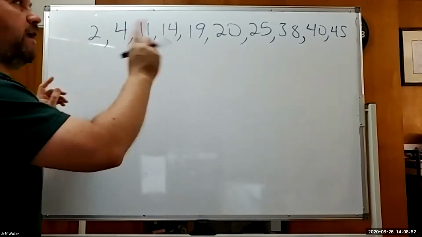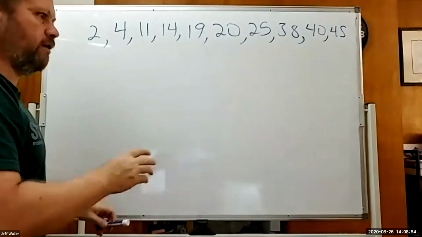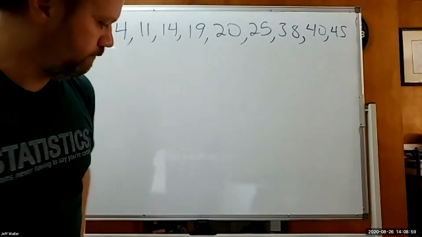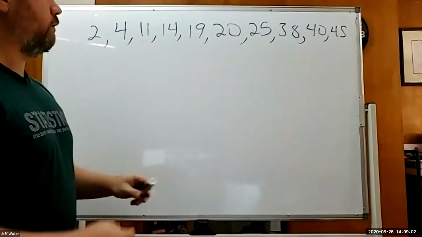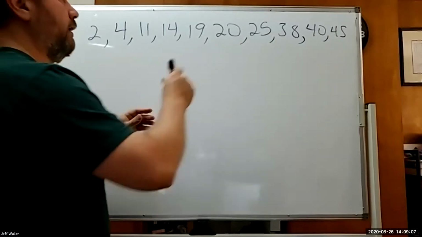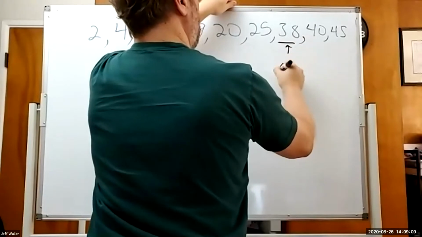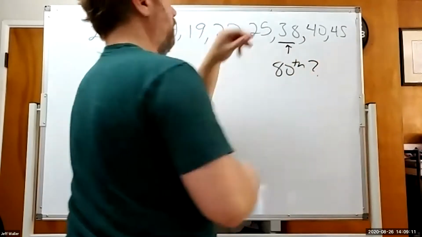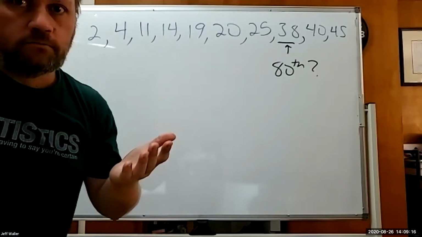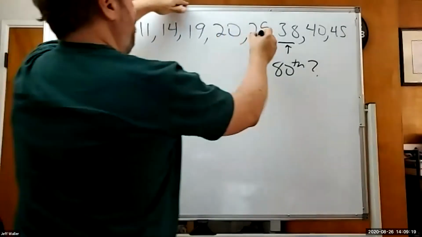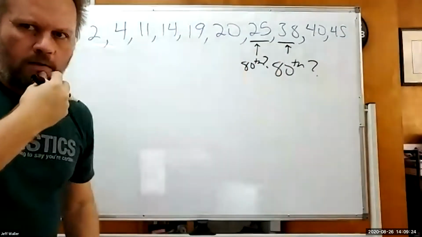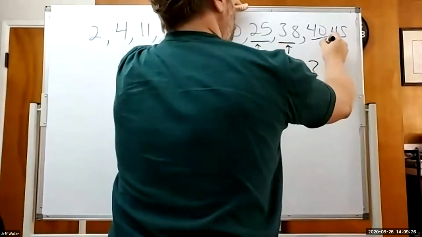Can somebody give me a guess for what you think the 80th percentile is for this data? 38. Okay, I got a guess of 38. Any other guesses? You could be wrong. 25. All right, got a guess of 25. 40? We got a guess of 40.